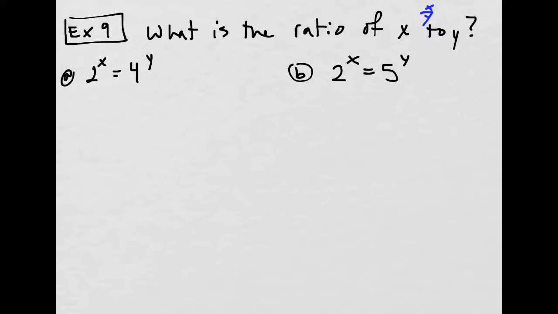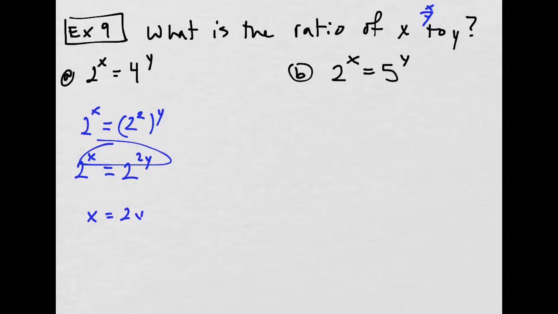In this case, I can do 2 to the x equals 2 squared to the y, which is the same thing as 2 to the x equals 2 to the 2y. So once I have the bases the same, the exponents must be equal. So I can say x equals 2y. And now I notice right here, I can just divide. X is 2y and y is just y.